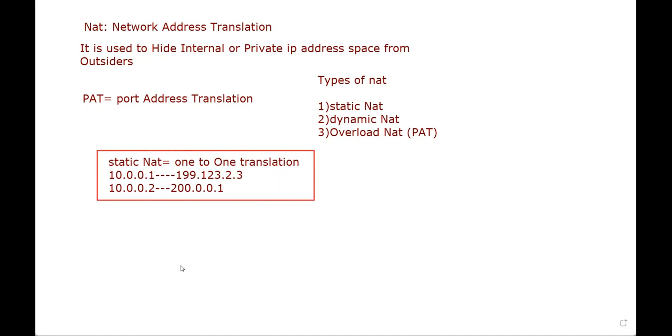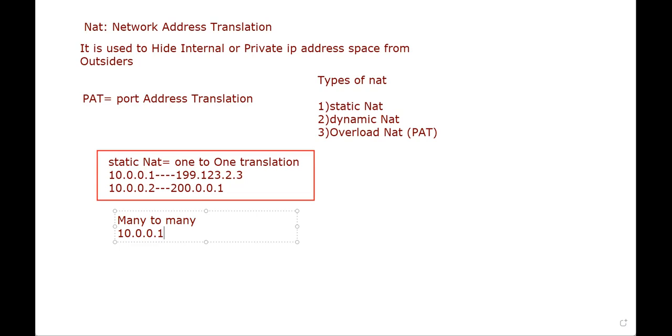Dynamic NAT is like many IPs changing with many. Just check my example. One to one means 10.0.0.1 is changed into this IP, and 10.0.0.2 is changed into this IP, like manually I am changing your identity. I'm saying that Luic is your name for the internal network, but when anyone asks from outside, then you have to change your name. Then your name is Belmont.